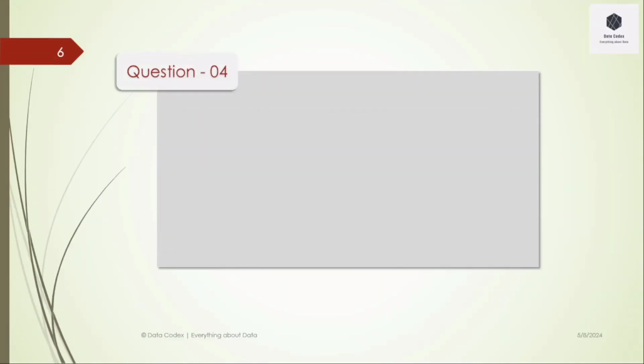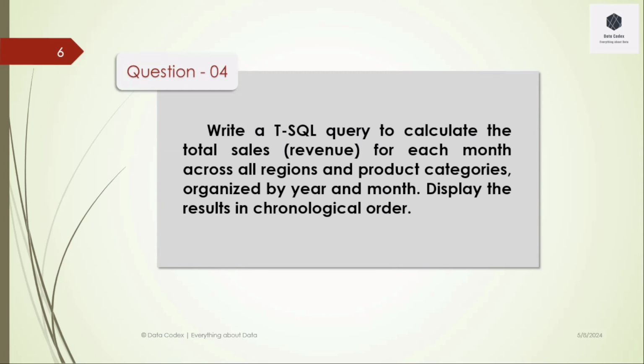Finally, our fourth question is to write a SQL query to calculate the total sales for each month across each region and product category. We need to find the total revenue for every month of the year, and group that by region and product category. We need to display the result set in chronological order. Chronological order means we display based on the year, then based on the month, then based on the region, and so on.